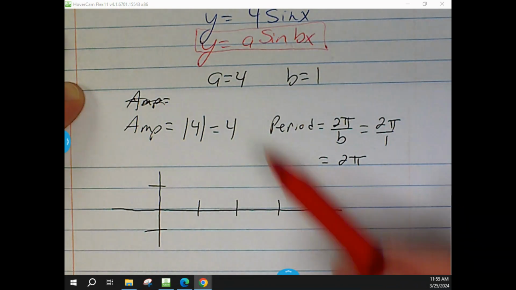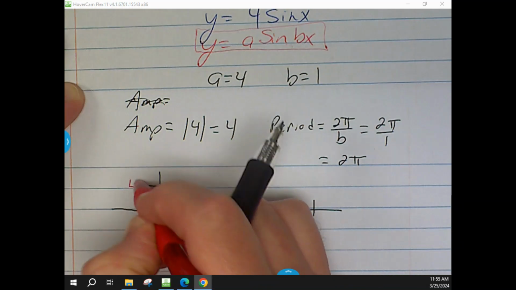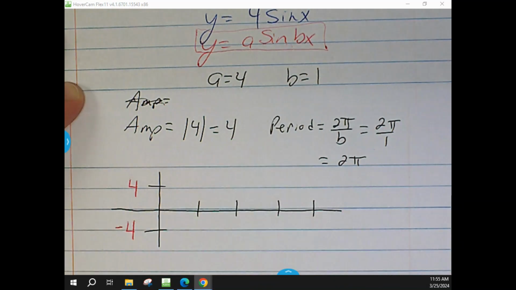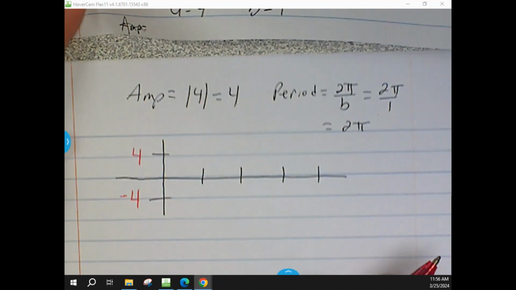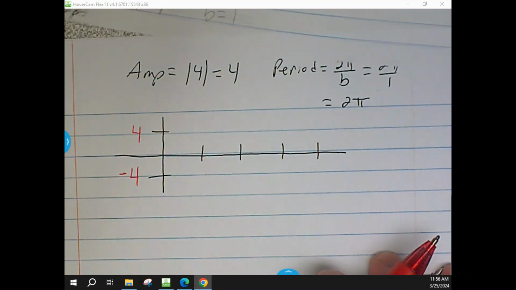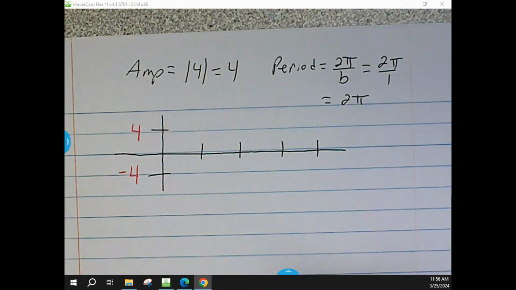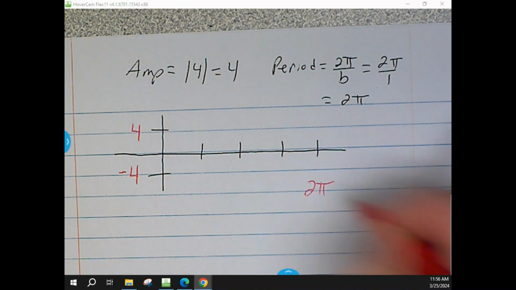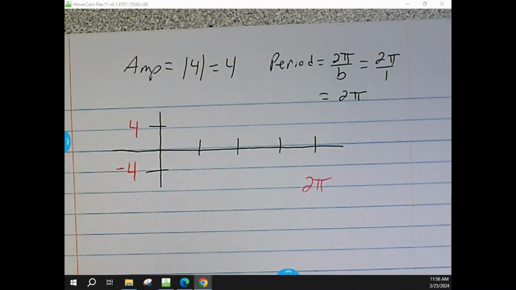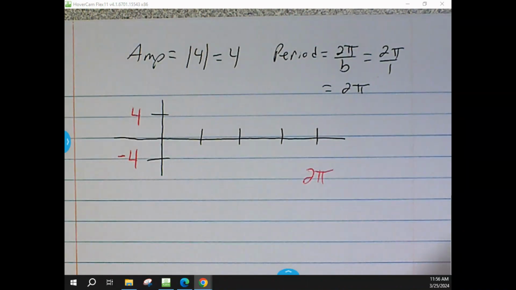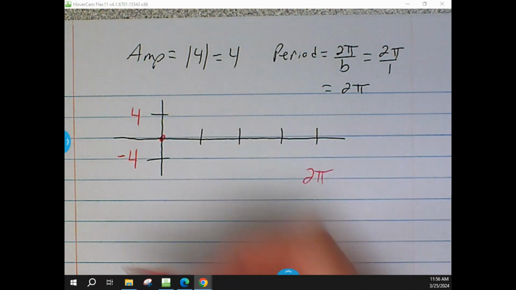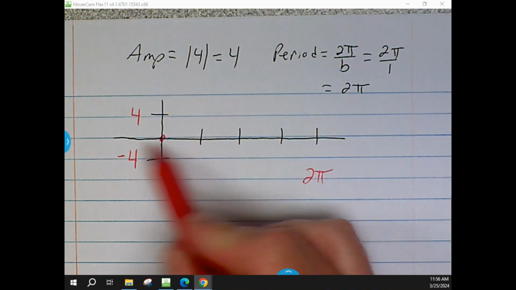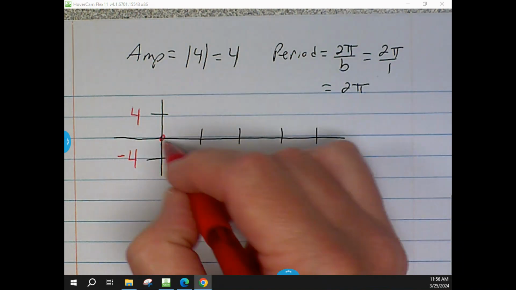Whatever this A value is, that's the top and the bottom of the graph that we're going to do. And this part, the period, the 2 pi, that's the last number that's going to go here. Every single time we do one of these graphs, the sine graph always starts at 0. Now think about an elevator. If you get on the elevator at the ground floor and you're going to the top, you're going to get there.